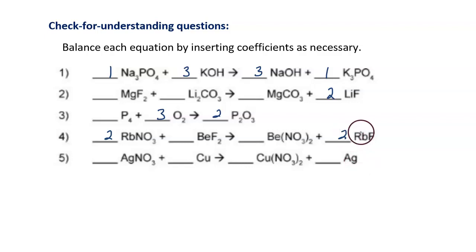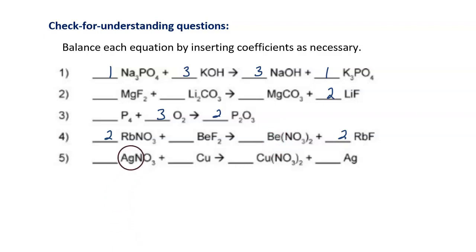That also makes 2 Fs. Well, that's a good thing because right here, there are 2 Fs. Let's just check beryllium, make sure it's okay. How many berylliums? Just 1. And right here, how many berylliums? Just 1.